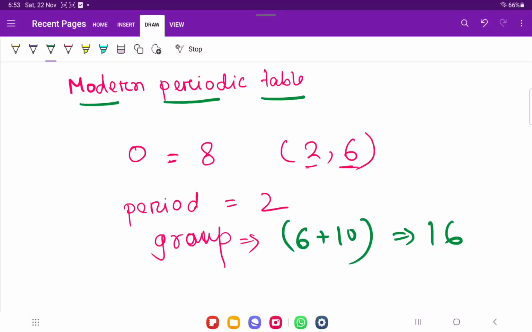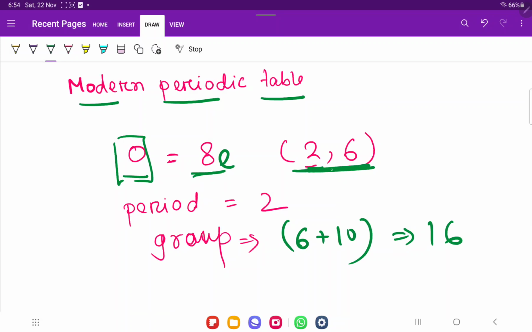Today we'll learn how to find the period and group in which an element is present in the modern periodic table. We'll start with oxygen. Oxygen has a total of 8 electrons, so the electronic configuration is 2, 6. That means 2 electrons are present in the first orbital, and 6 electrons are present in the next orbital, which is the outermost orbital.